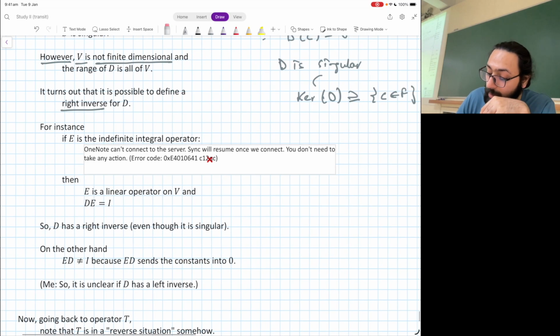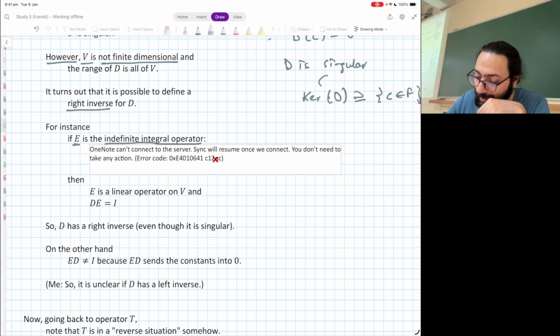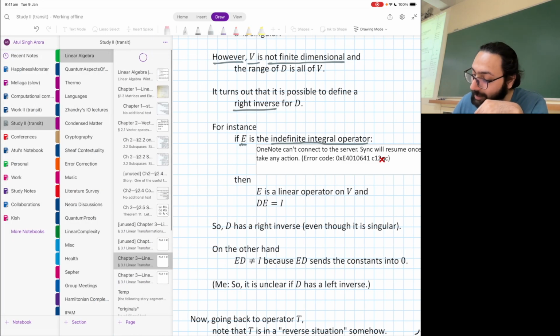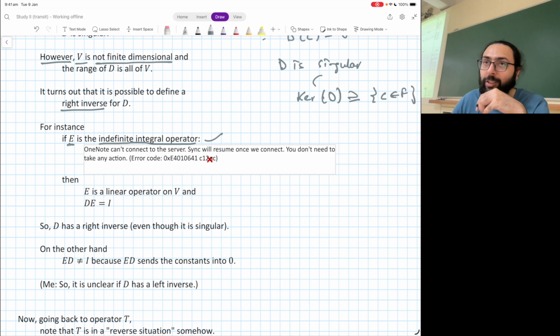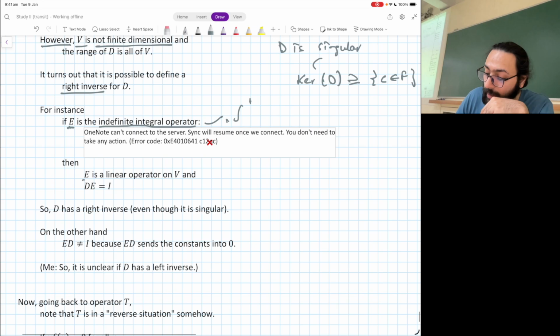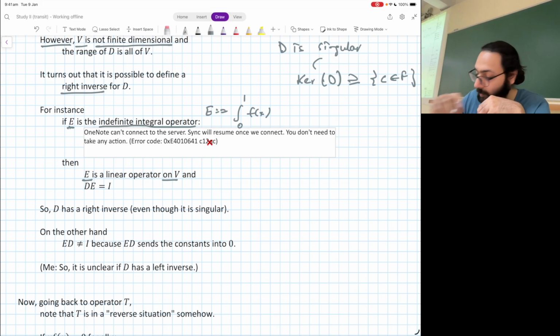Okay, so for instance, if E is the indefinite integral operator, I guess the indefinite integral operator we know, you are basically integrating it. So it's just the integration operator. Then E is a linear operator on V. This is sort of standard, like if you're integrating from 0 to 1, f of x, that is the map. Oh, it's indefinite, sorry. So you just integrate and you get some answer.